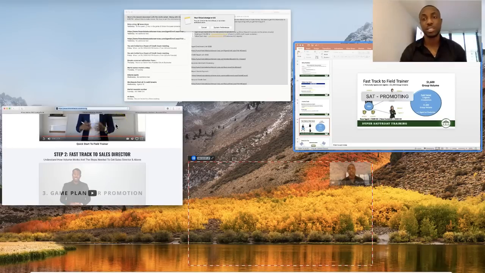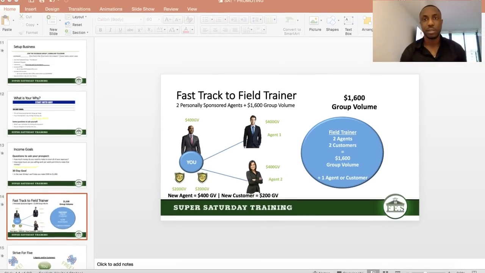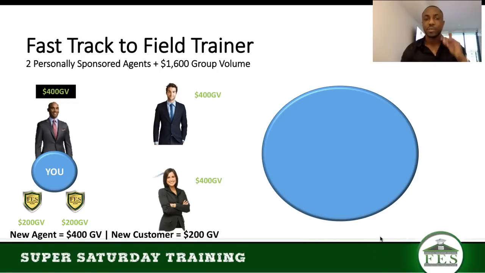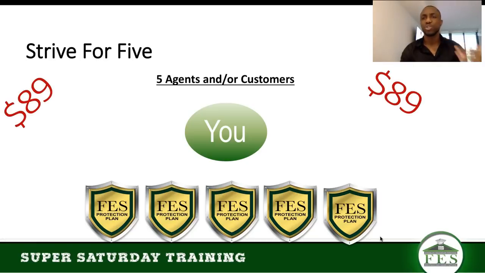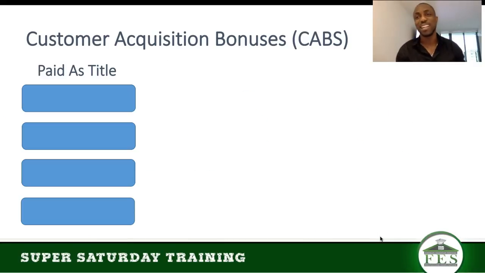So once they understand how to go field trainer, or sales director, I would say, then we go to the next slides, right? So now they have an understanding of what they need to become a field trainer, striving for 5. Why do you want to strive for 5? Because you're getting all the services for free. If it ain't free, it ain't me. I love free.